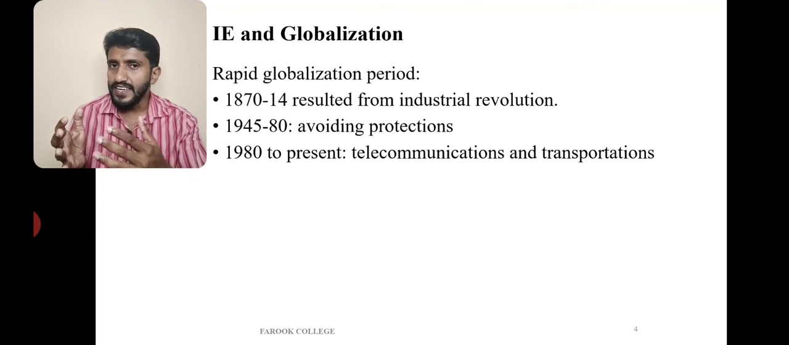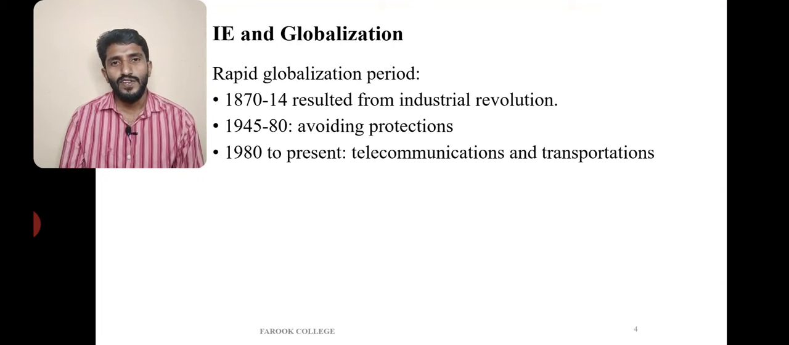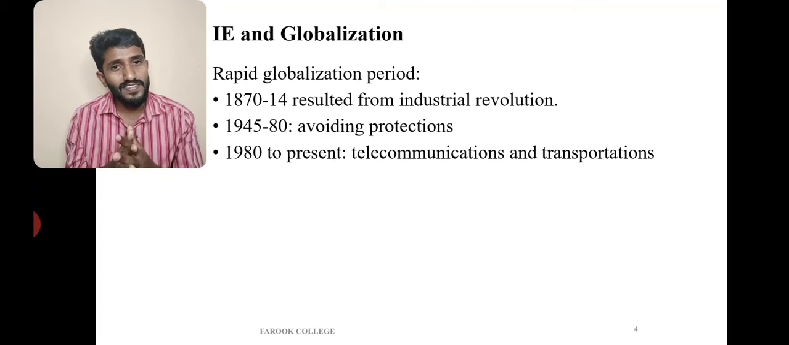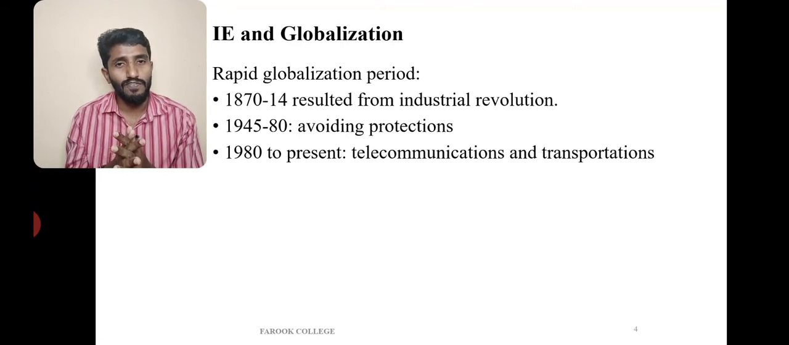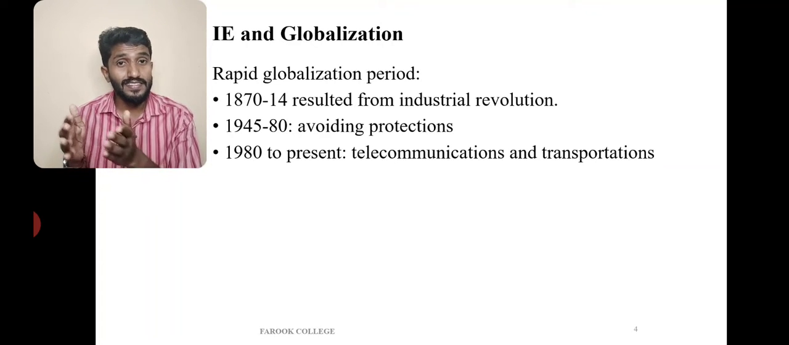Then from the 1980s to the present is the third period of rapid globalization. This is the period which we know as the period of globalization, because it started only during this period in India. So it is a very old concept, and globalization, the word itself, started from the 1870s onwards.